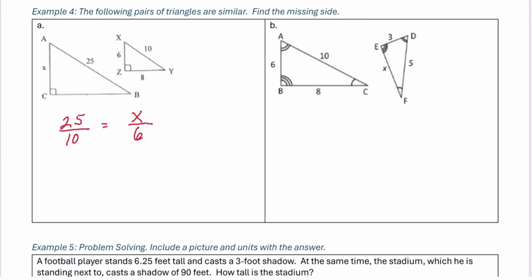Once we set up the proportion, we can cross multiply to solve. 25 times 6 equals 10x. 25 times 6 is 150. That's equal to 10x. We then need to divide both sides by 10 to isolate the x. And we get x is 15.